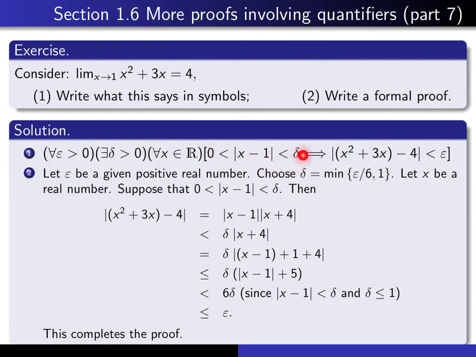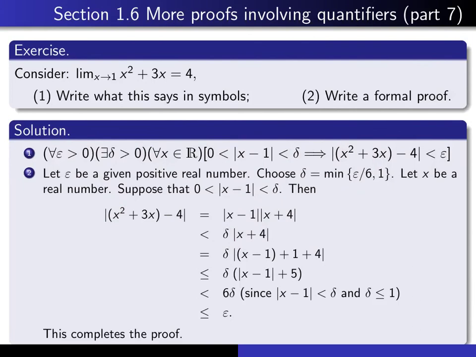We're doing a direct proof, so we say suppose this happens. Suppose we have that. Then, and now I have to prove that this happens. So I will not write this out again. I will merely start on the left side, and I will prove to you that I can force that to be less than epsilon. So I say then, absolute x squared plus 3x minus 4 is equal to this. I've just factored. It's less than delta times x plus 4. I've just used the fact that absolute x minus 1 is smaller than delta.